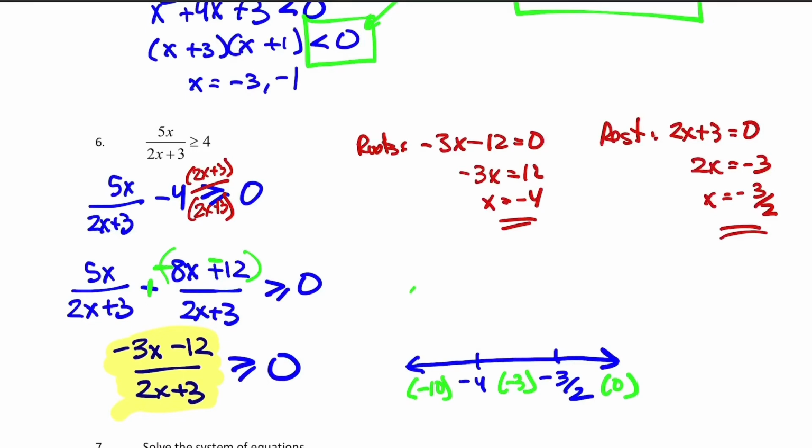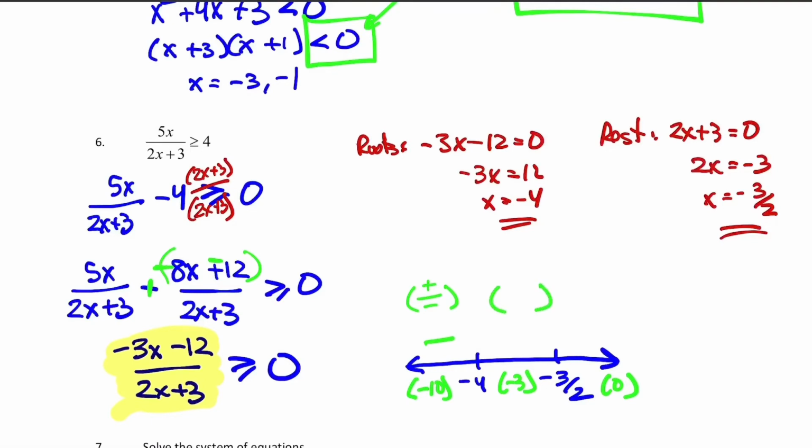If I plug in a negative 10 here, this gives me positive 30 because it's a negative times a negative. 30 minus 12 is a positive, so the numerator would be positive. If I plug in a negative 10 down here, I get negative 20 plus 3. That's going to be a negative. So the bottom of the fraction is a negative. So now I have a fraction where the top number is positive, the bottom number is negative. So overall, that's going to give me a negative. And that's how we go ahead and do that.